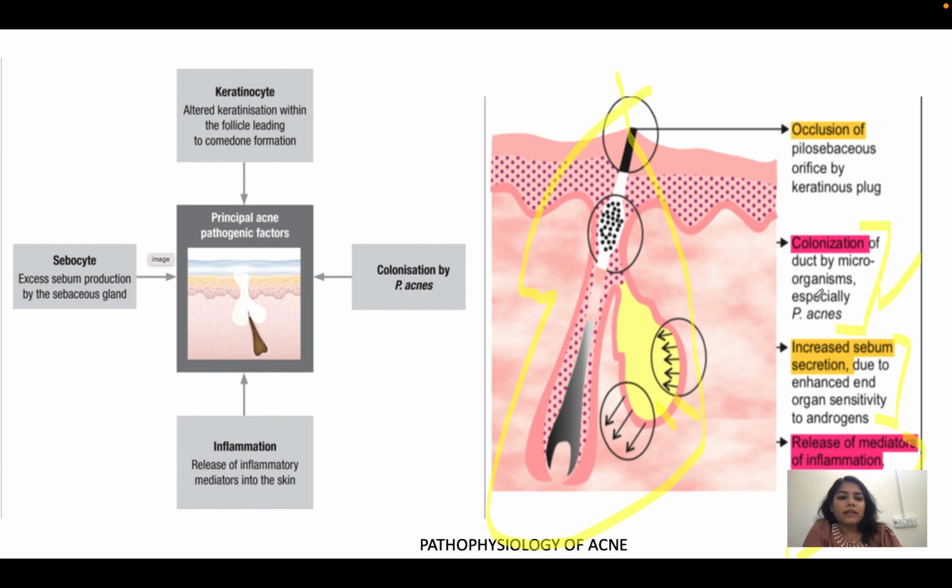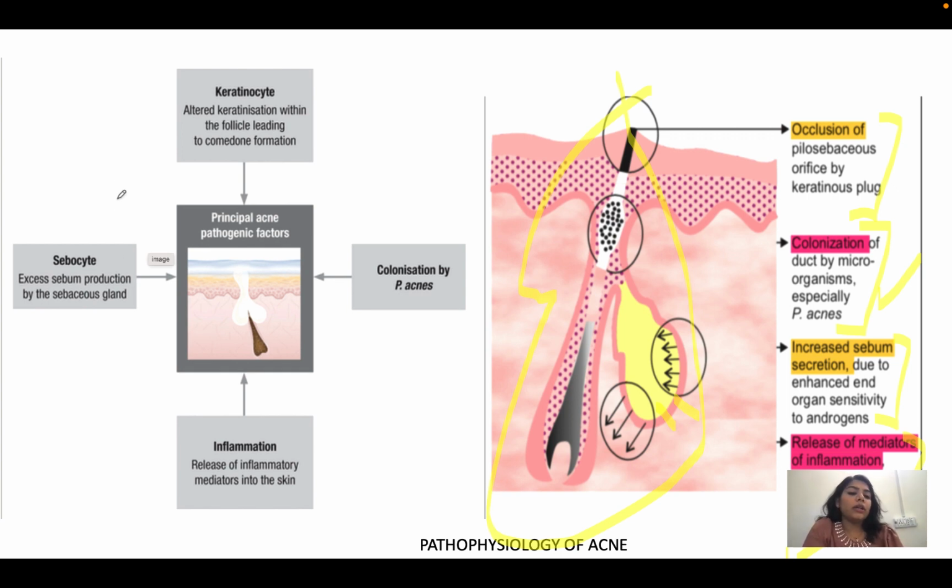Along with that, there is altered keratinization. So these products get deposited here in the follicular unit, leading to occlusion of the pilosebaceous follicle by the keratinous plug. So these are the 4 principal parts in the pathogenesis of acne vulgaris, and there is no such thing as which is the first, second or third or fourth. All are interlinked, and this is a vicious cycle. One leads to the other and the other leads to the first.